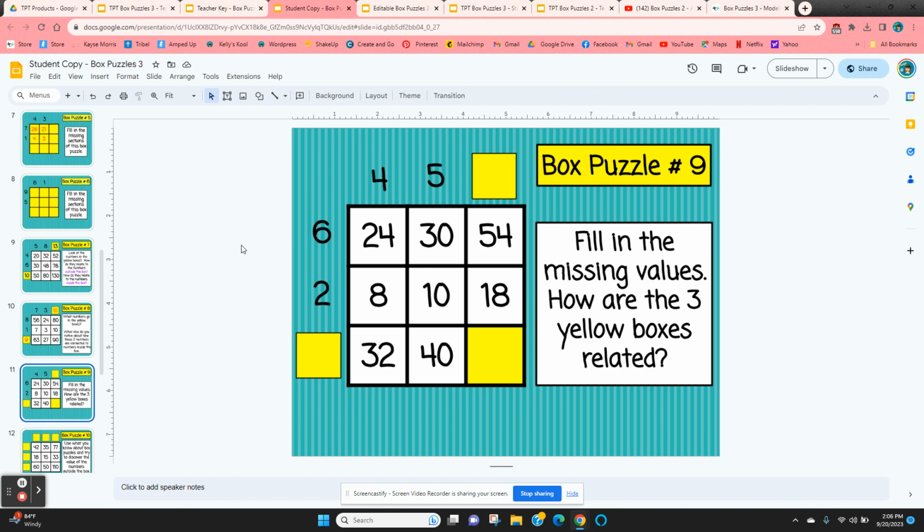Next one, box puzzle number 9. Again, we're going to figure out what all 3 of these numbers would be. So adding going down, adding going across. And then this number should be 72. It should work all the way across.